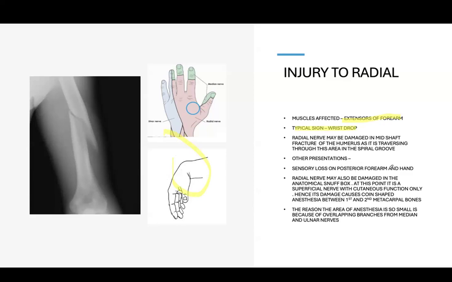You will have sensory loss on your posterior forearm and hand. I'm sure you've done the hand lecture, and you know the different spots of the hand that are innervated by the three peripheral nerves. So for the radial nerve, it would be this part on the dorsum of the hand, and then the palmar portion would be most of the palm, right? So that would be lost if you have injury to the radial nerve. And another area other than the mid shaft, where the radial nerve can be injured, is the anatomical snuff box.